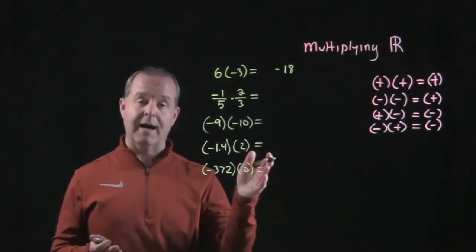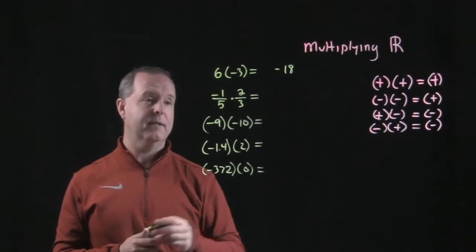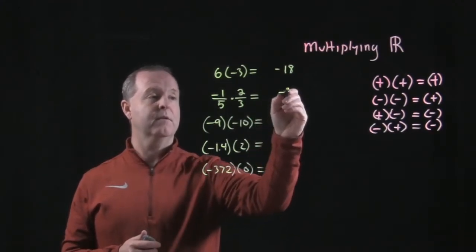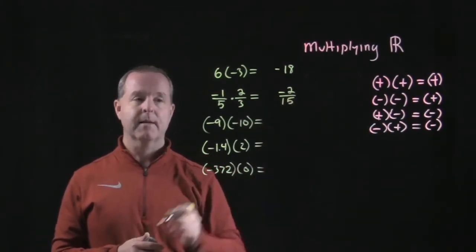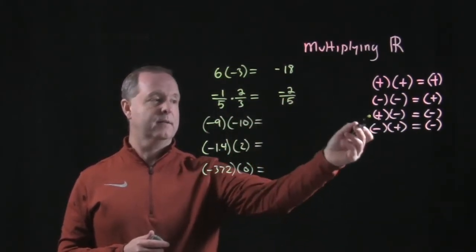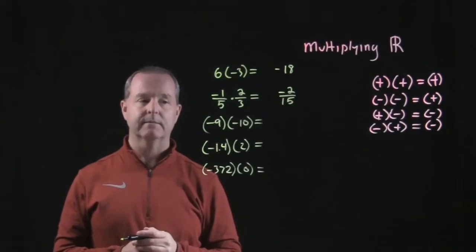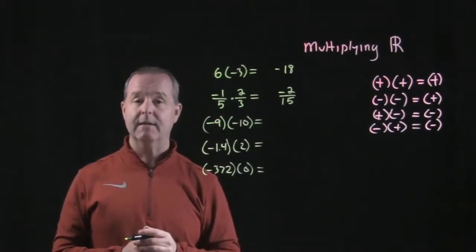Negative 1/5 times a positive 2/3. Multiplying fractions, it's top times top, bottom times bottom. So this becomes a negative 2 over 15. Negative times a positive produces a negative.